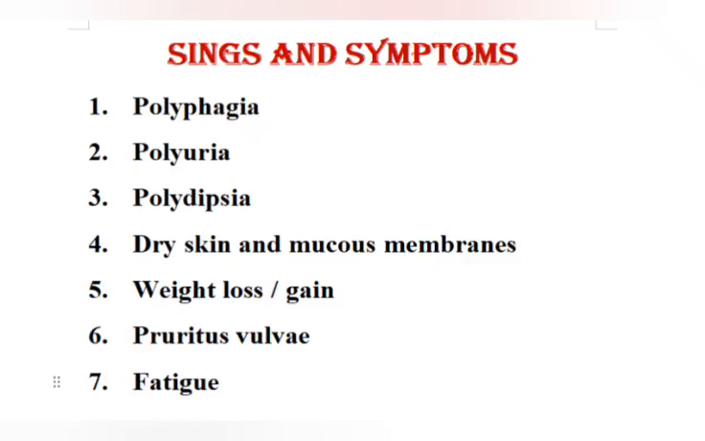The other thing that will be there is polydipsia, excessive thirst. Because you are urinating a lot, you are losing a lot of fluids and slowly becoming dehydrated. As a result, you'll be thirsty, taking oral fluids, feeling excessively thirsty. Then the other thing will be dry skin and mucous membranes. This is a result of dehydration that has occurred due to polyuria, excessive urination.